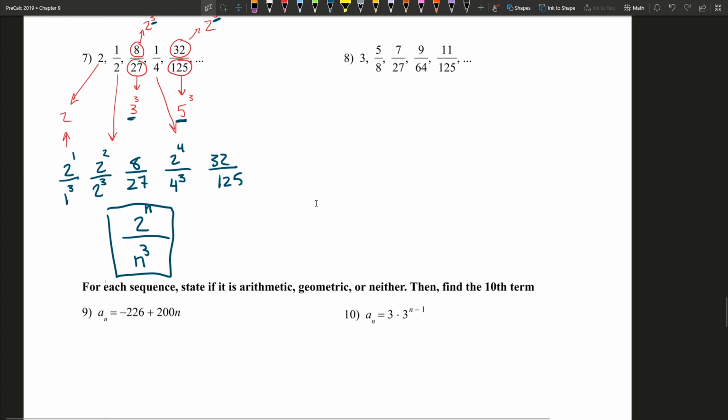On number 8, again, we're going to do the same thing. The first thing that I notice is that each of these numbers are perfect cubes. So 8 is 2 cubed, 27 is 3 cubed, 64 is 4 cubed, and 125 is 5 cubed. Which, if our guess is right, would make this denominator 1 cubed. And then in the numerator, we're just going up by 2 each time.